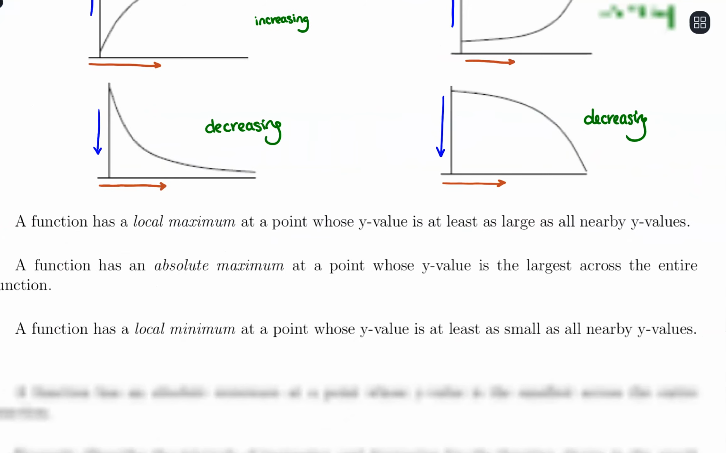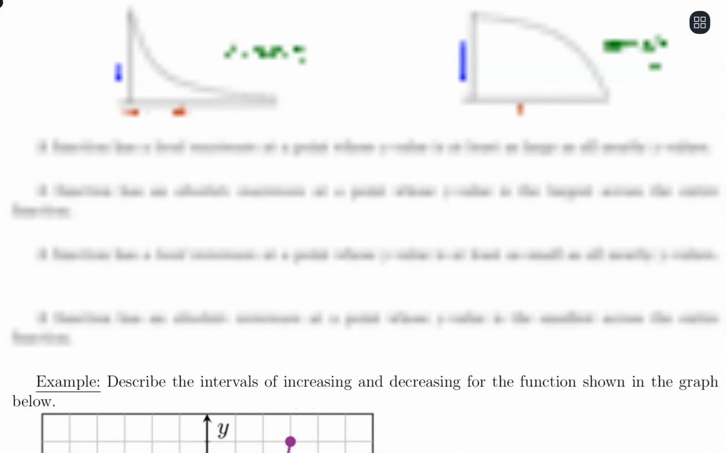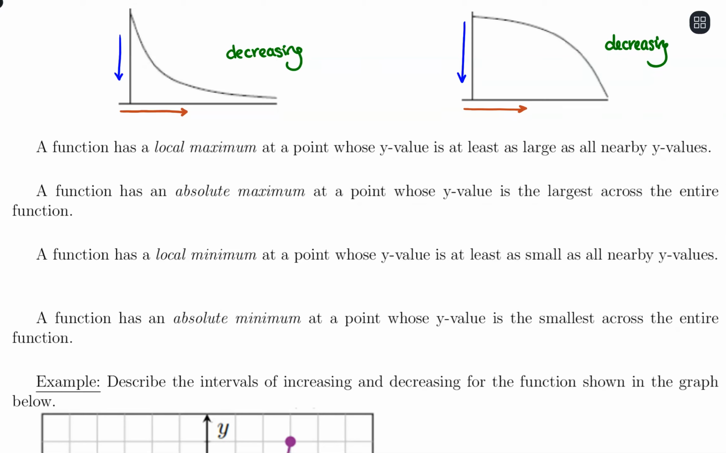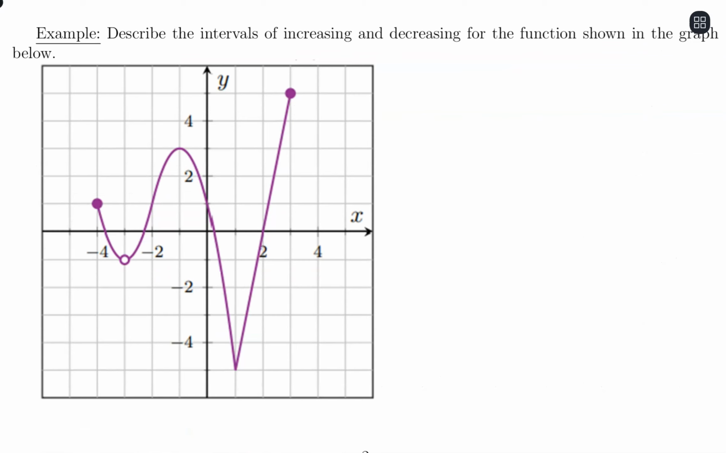All right, some other terminology, this idea of local maximum and local minimum. This comes through in our graph at a very specific spot. It's like if we zoom into our graph, what are these largest and smallest values that are occurring? And then absolute maximum, absolute minimum is the overall largest value, smallest value. So let's take a look at that with this graph right here.